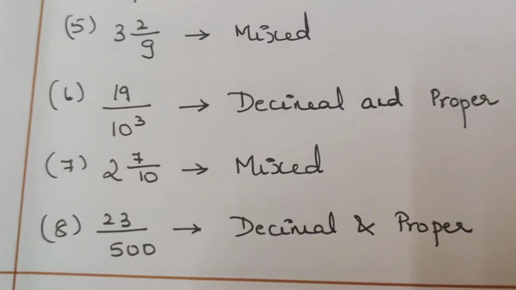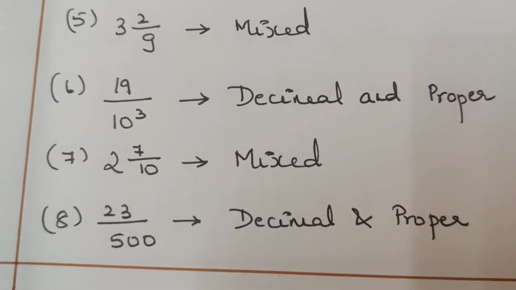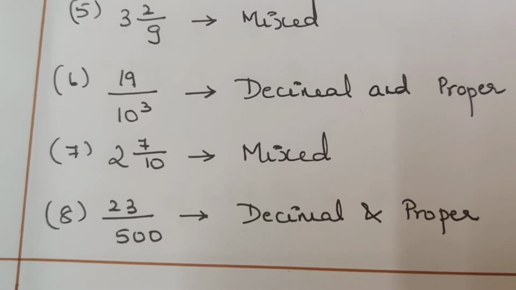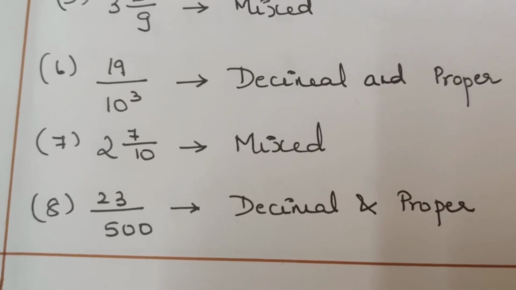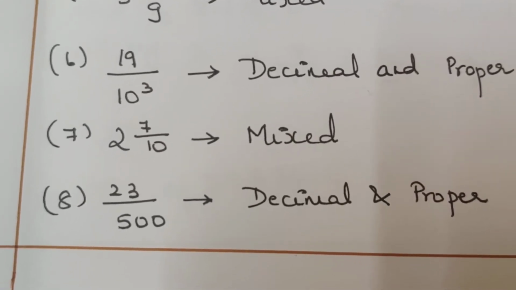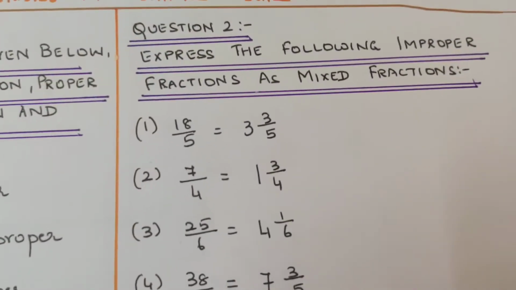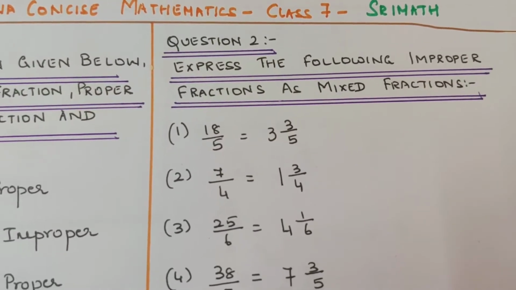Let's move on to the last one, 23 by 500. Here the denominator is more than the numerator, therefore it becomes a proper fraction, and 500 in the denominator is a multiple of 10, therefore it is a decimal fraction. Hope this particular question is clear and simple. Let's move on to question number 2, which says express the following improper fractions as mixed fraction.